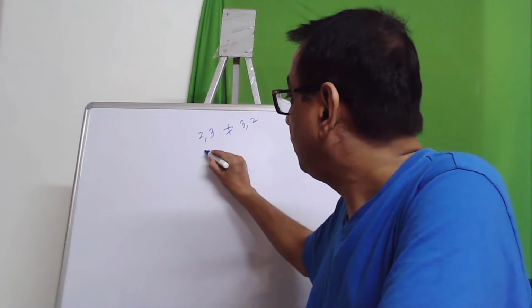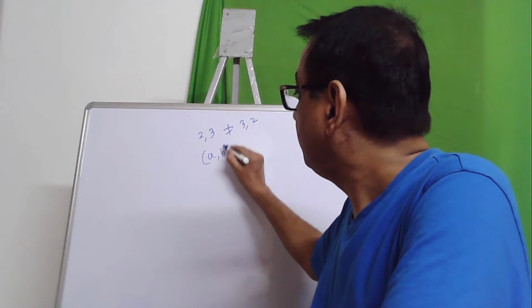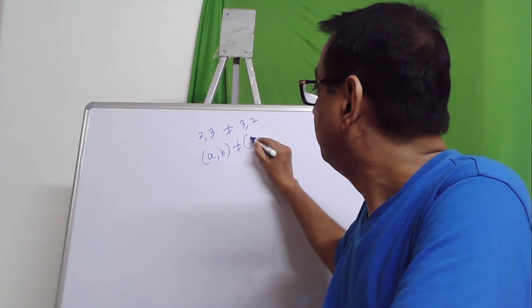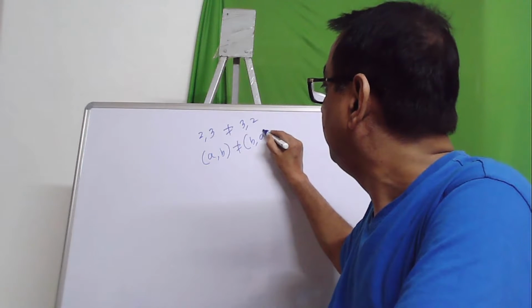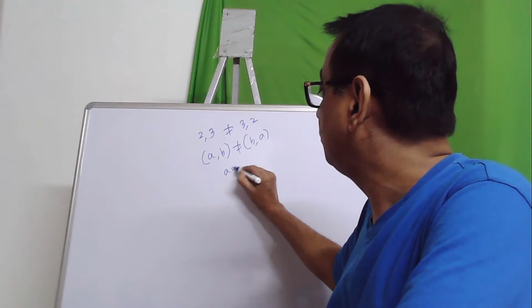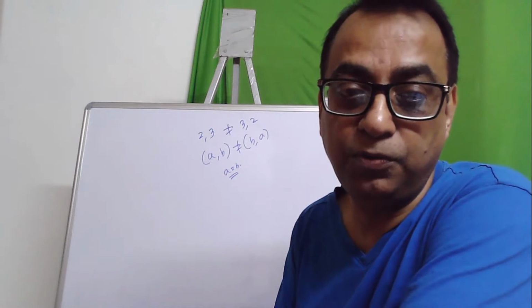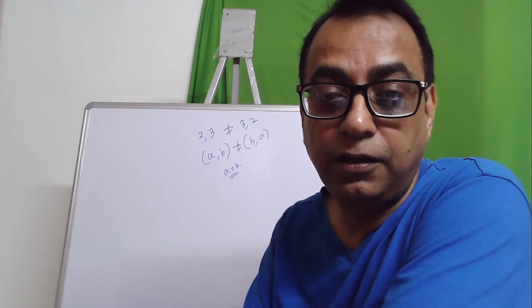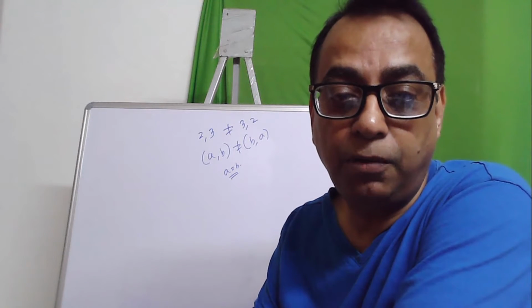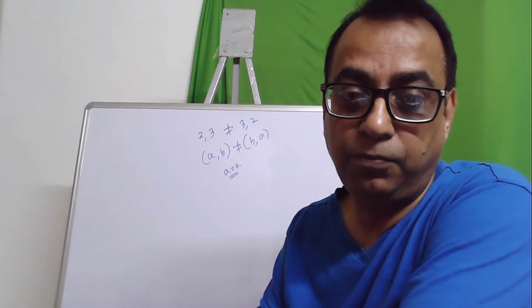So, ordered pair AB is never equal to BA unless A is equal to B. Unless A is equal to B, it's not going to be the same. So this is a very important property for Cartesian products.